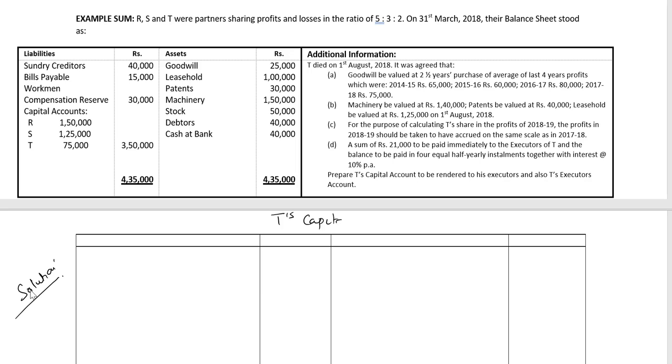Solution. T's capital account. Left side debit side, right side credit side. Particulars, rupees, particulars, rupees. We'll begin by bringing down the balance of T's capital. By balance brought down, 75,000 rupees.